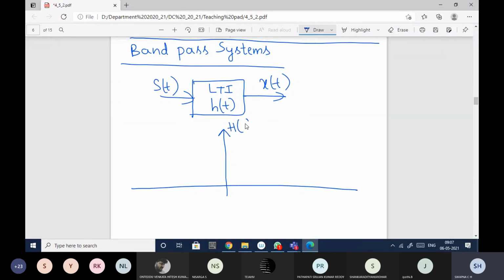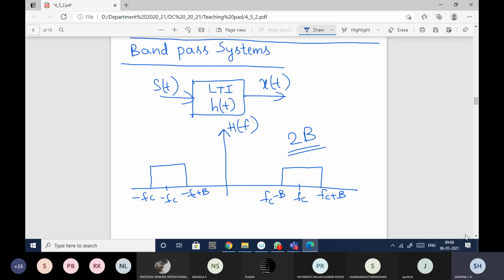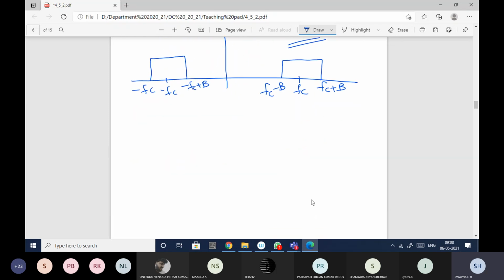So here I am. Let us first analyze how the spectrum is. The H of f spectrum is in this way. Here we have just taken the rectangular pulses. This is FC, FC minus B, FC plus B, and this is minus FC plus B, and minus FC. This is how the spectrum of this bandpass system will be, and the bandwidth of this bandpass system is 2B.